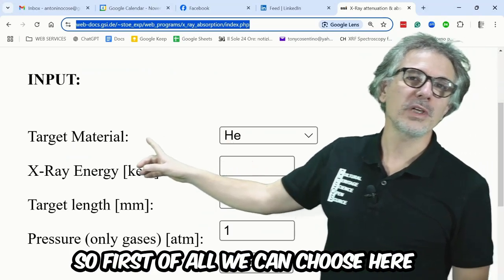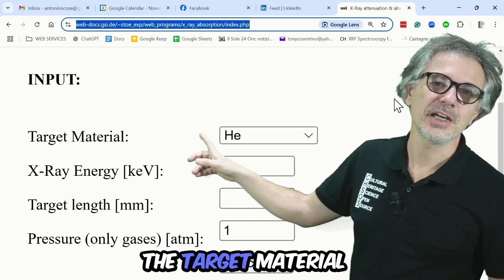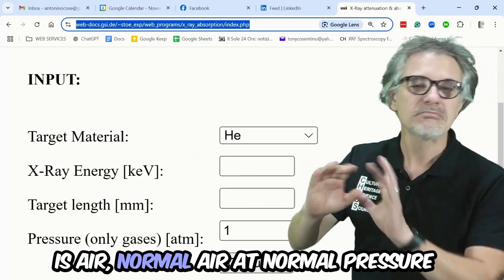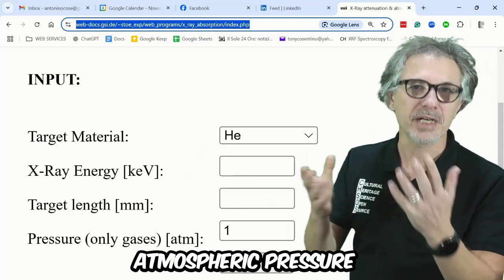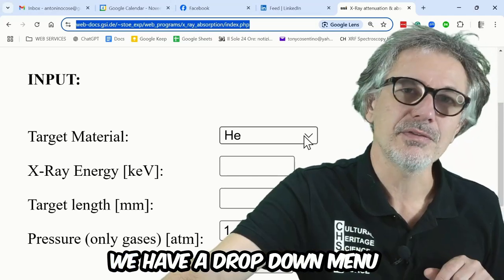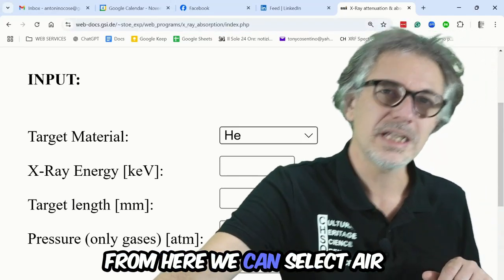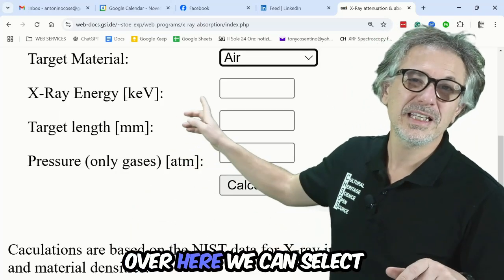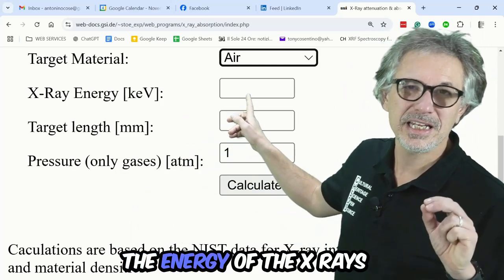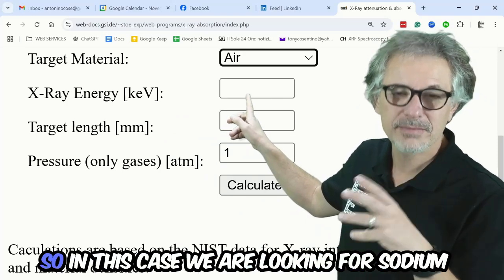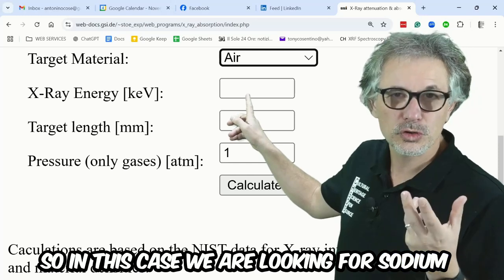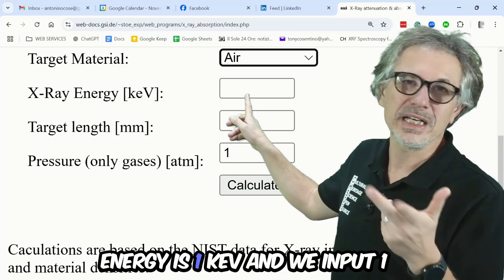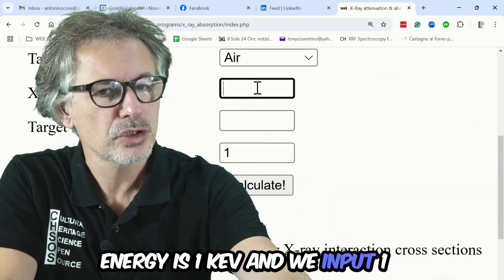First of all, we can choose here the target material. In this case the target is air, normal air at atmospheric pressure. We have a drop-down menu, and from here we can select air. Over here we can select the energy of the X-rays. In this case we are looking for sodium, and we know from the previous table that the energy is 1 keV, so we input 1.